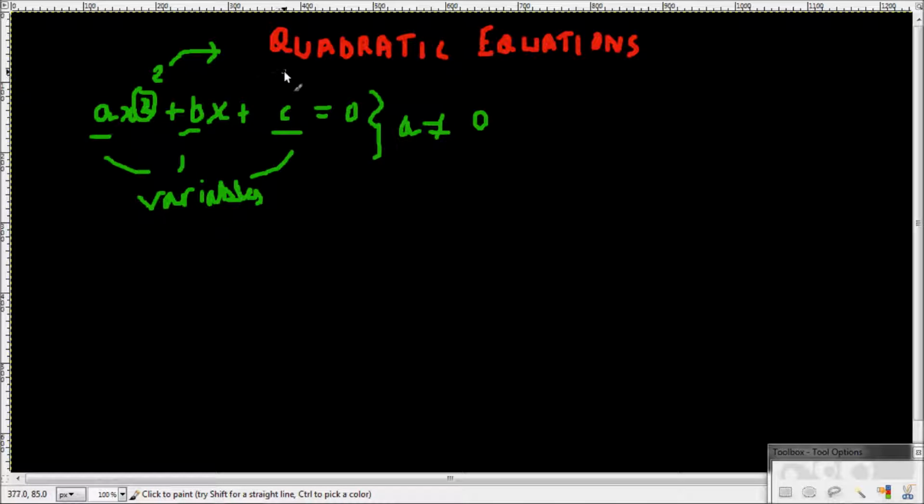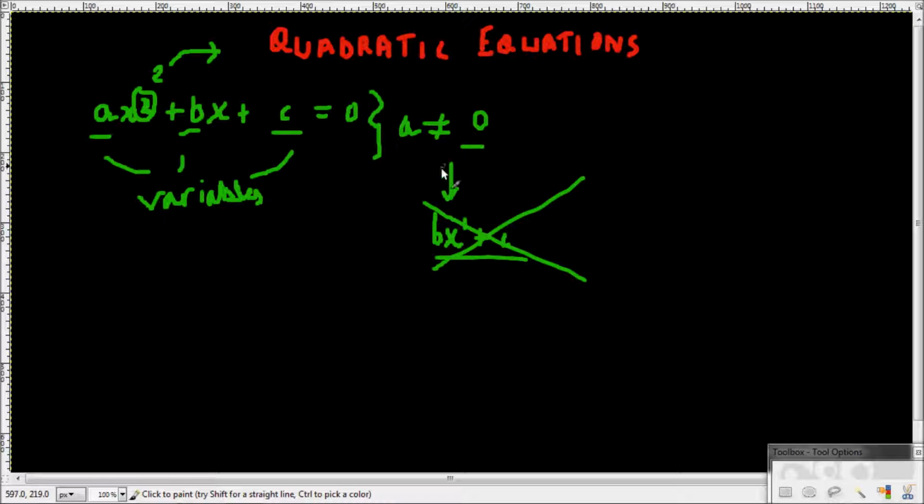So just moving one step ahead now. And that's precisely the reason why a cannot be equal to 0, because if a is 0, all you're left with is bx plus c. And as you can see, the highest power of x is just 1. So this is a linear expression. It's not a quadratic.